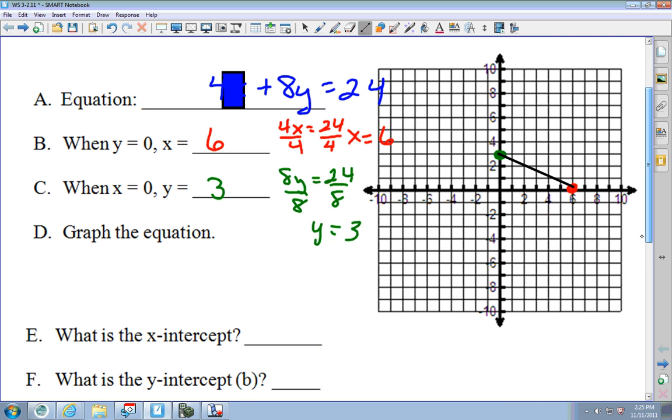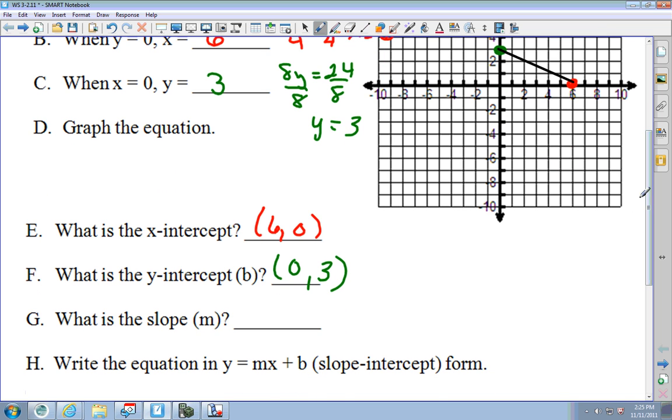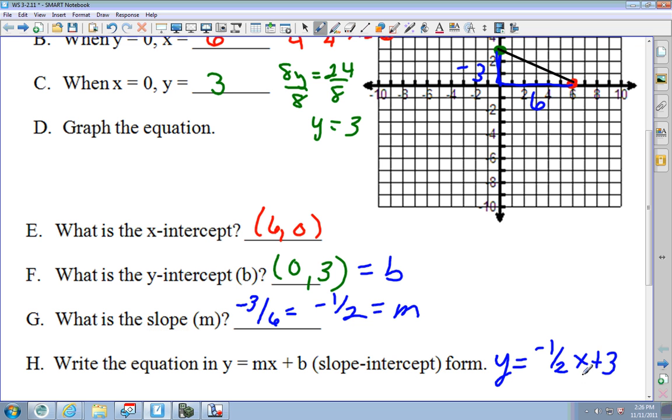It told me to graph the equation. I did that. My x-intercept is (6, 0). My y-intercept is (0, 3). Now it wants to know my slope. I'm going down 3, negative 3, and over 6. Negative 3 over 6 reduces to negative 1/2. My equation, y equals, remember this is my m and this is my b: y equals negative 1/2 x plus 3. There's my equation.